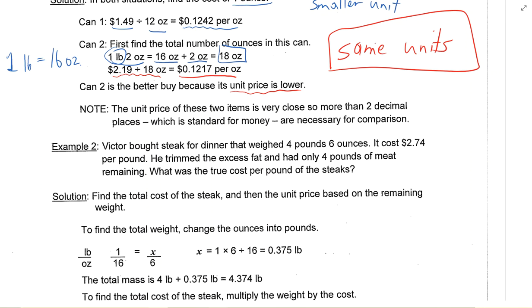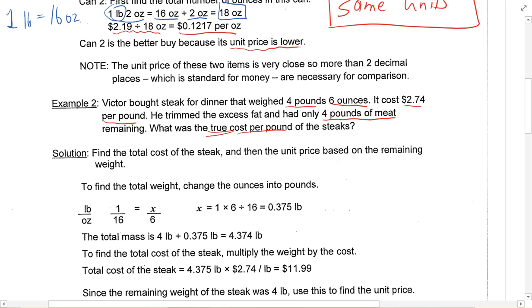Okay. So Victor bought a steak dinner that weighed 4 pounds, 6 ounces. It cost $2.74 per pound. Then he cut off the excess fat. Don't know why he'd do that, but he did. And when he was done, he only had 4 pounds of meat. So what is the true cost per pound of the steak? The cost of what he has.